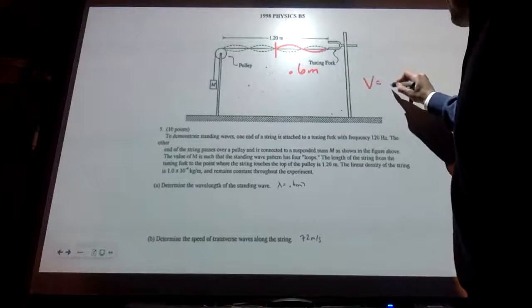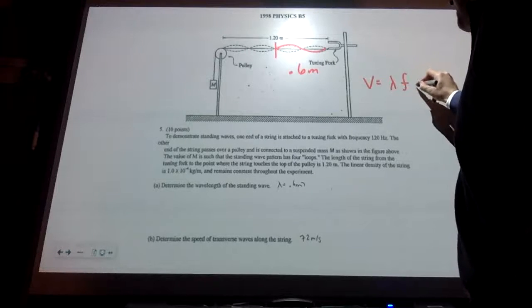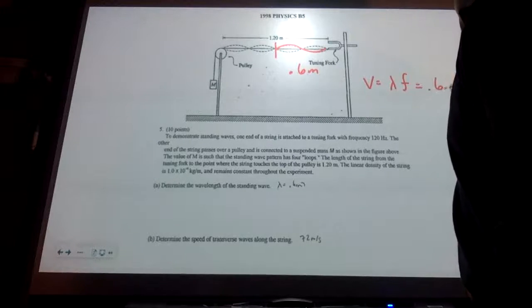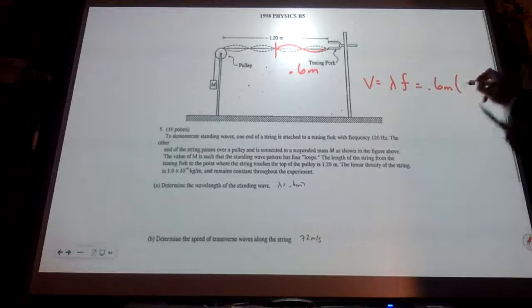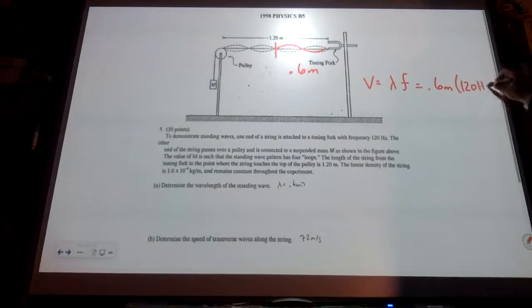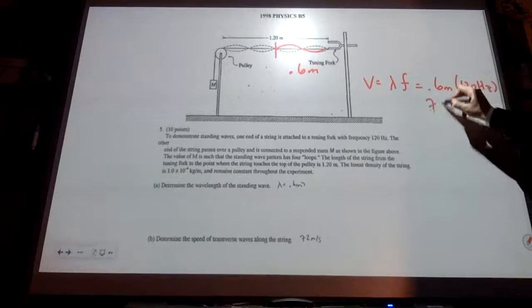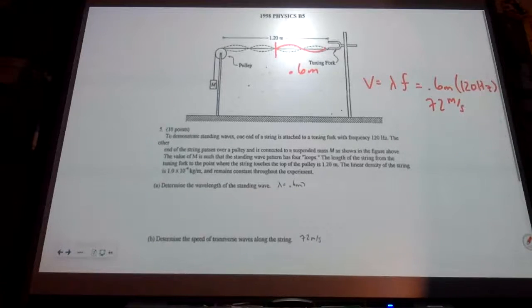Determine the speed of a transverse wave along the string. Speed is equal to the wavelength times the frequency. So this is going to be 0.6 meters times my tuning fork, which it says is 120 hertz. So it's 72 meters per second.